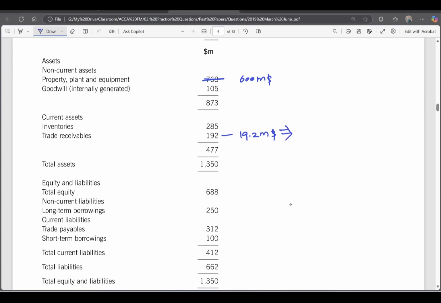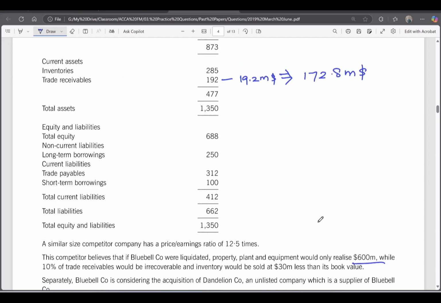So we have to find out the remaining one. By the way, goodwill we have to remove, because any internally generated asset we have to remove in this calculation. So what trade receivable value will we get? 192 million minus 19.2. So it is going to give us $172.8 million, right?